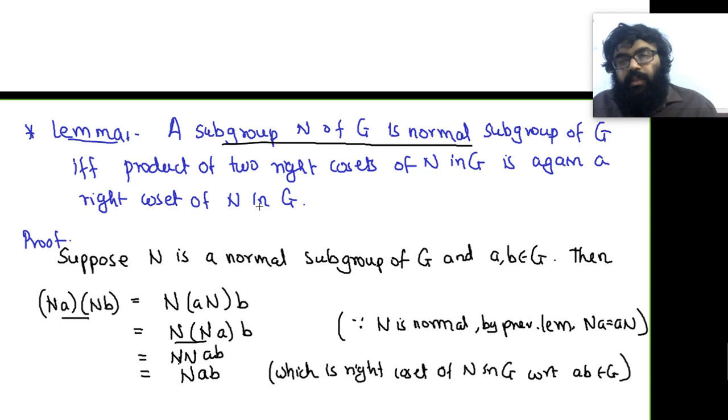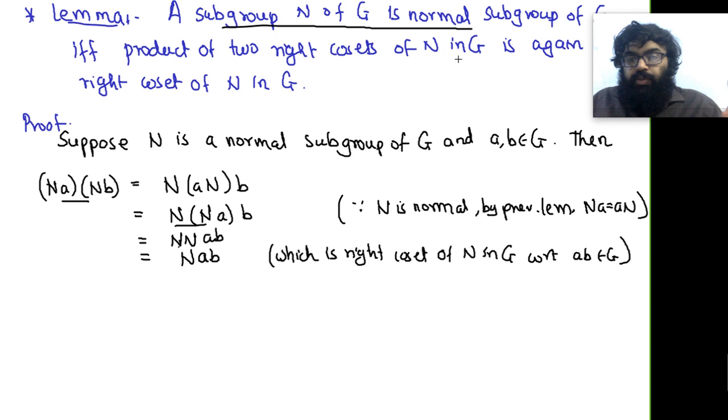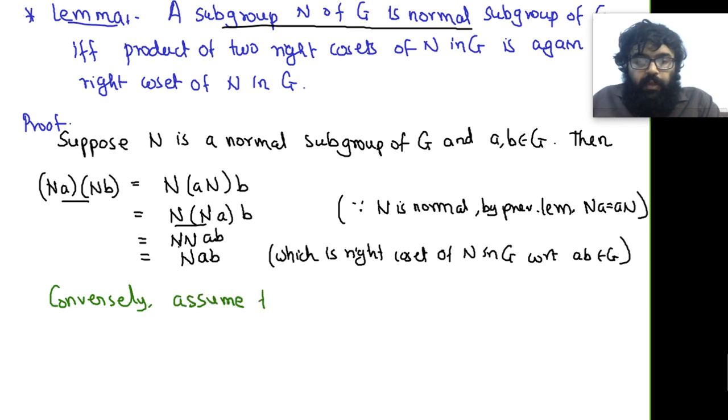And now the converse: the product of two right cosets is a right coset. We assume that and show that N is normal. Normality you can show by definition, or by previous results you can show any equivalent condition. That I'll leave as an exercise. So conversely, we are now assuming the product of two right cosets is a right coset. We are not assuming NA times NB equals NAB. That is not assumed. We are assuming NA times NB is some right coset NC, or NX, or whatever notation you find comfortable with.